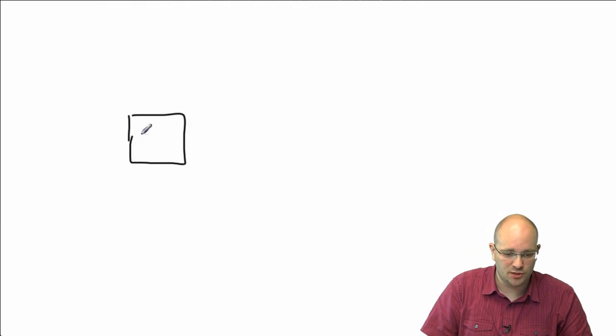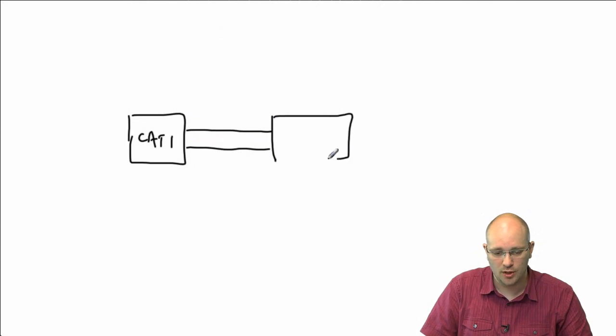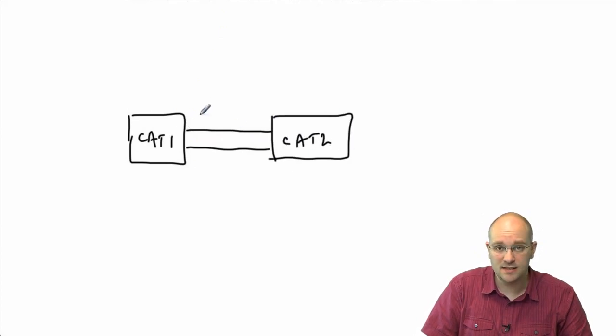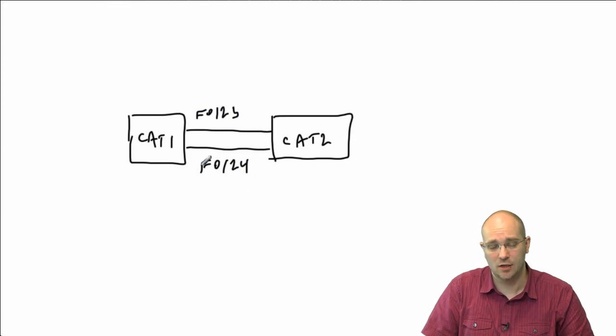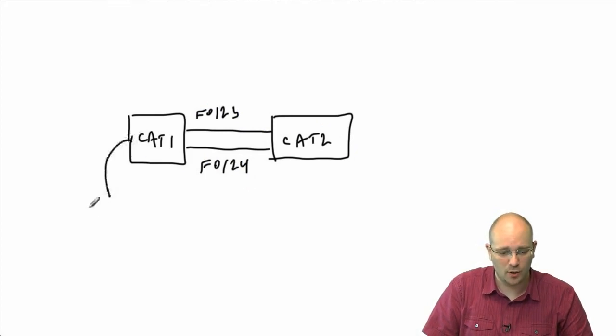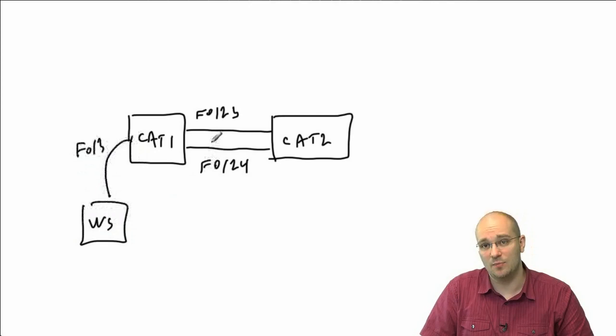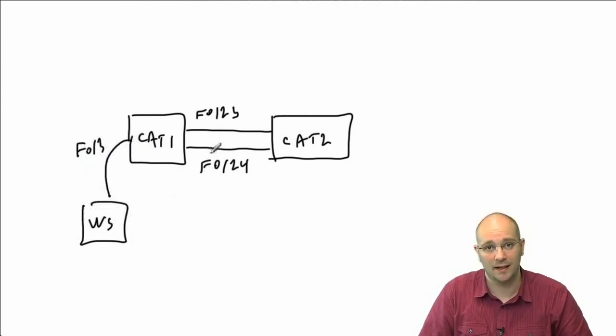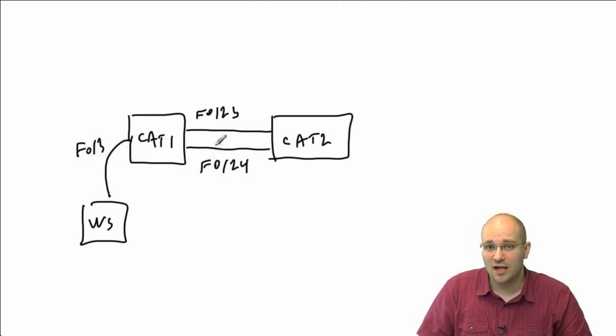I'm going to have just two switches. I'm going to have my Cat1 connected with two links to Cat2. These links are going to be FastEthernet 23 and FastEthernet 24 on both sides of this connection. Also connected to Cat1, I'm going to have my Wireshark station connected to FastEthernet 0/3, where I'm going to send LACP and PAgP frames when I use one of these two protocols to explore what's happening in the negotiation. But first, let's explore configuring static EtherChannels.